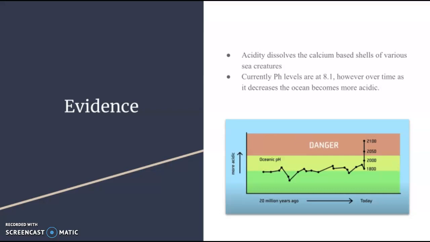It's kind of been a trend that pH has been relatively neutral for the past 20 million years until really the Industrial Revolution, where pH levels suddenly began to decrease.